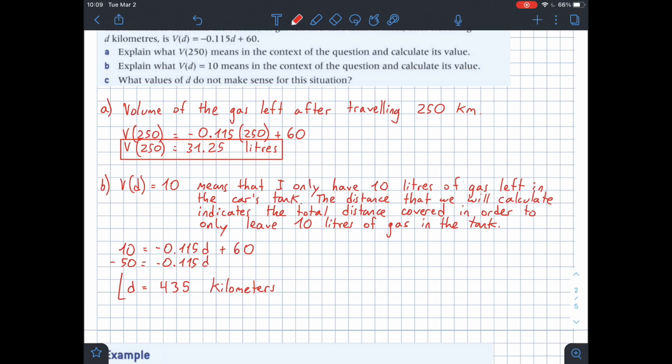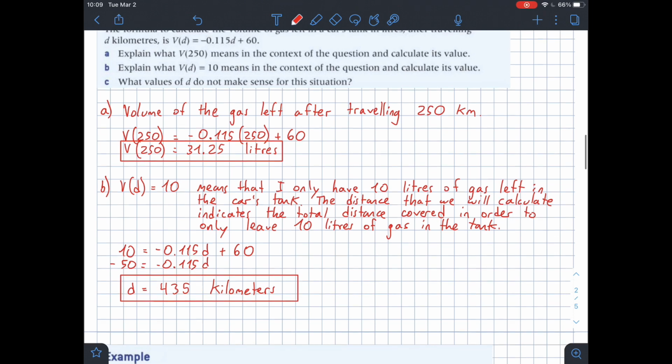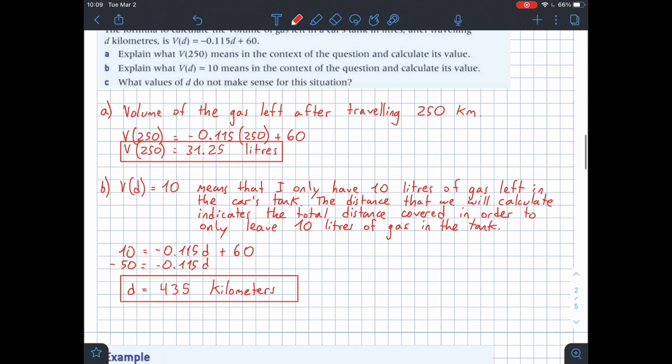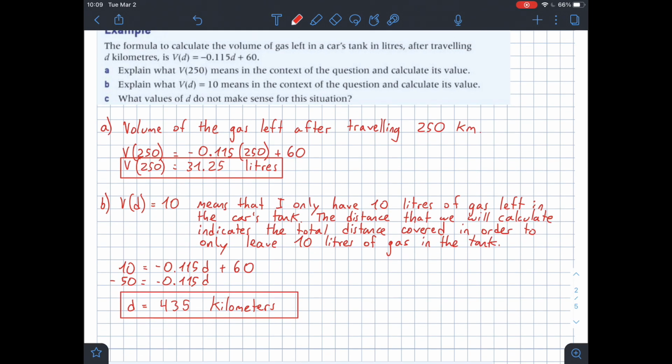This means that in order to only have 10 liters of gas left in my car's tank, I need to start with a full tank, right? And travel 435 kilometers in order to have only 10 liters of gas left in my tank. Okay? So then for part C, it says what values of D do not make sense for this situation.